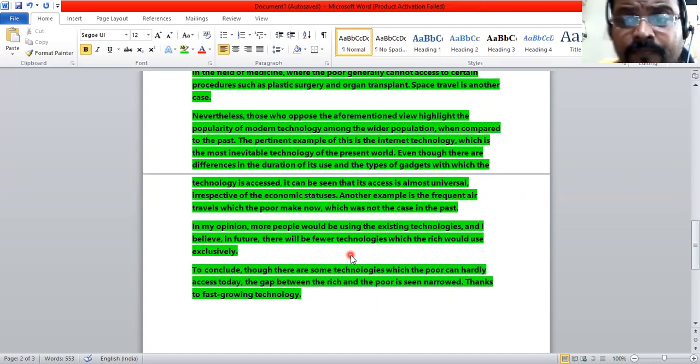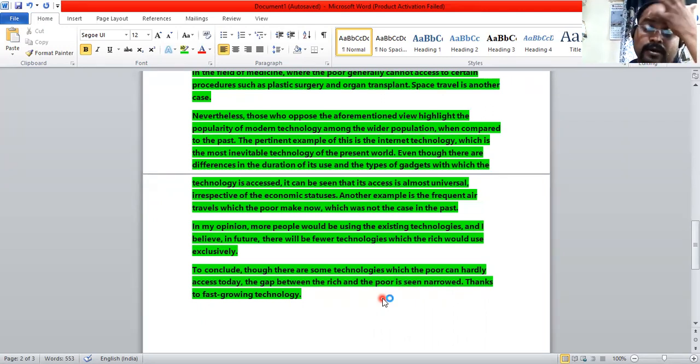Now, the conclusion: though there are some technologies which the poor can hardly access today, the gap between the rich and the poor is seen narrowed. Still, we can see there are some technologies which are exclusively used by the rich. Even in this situation, you can see the gap between the rich and the poor is seen narrowed, thanks to the fast growing technology. So it is seen narrowed.